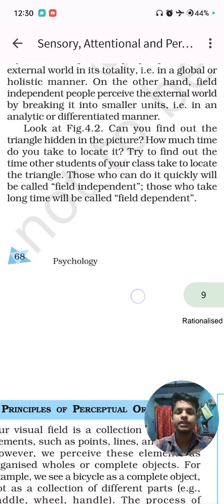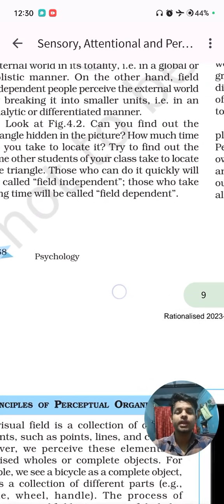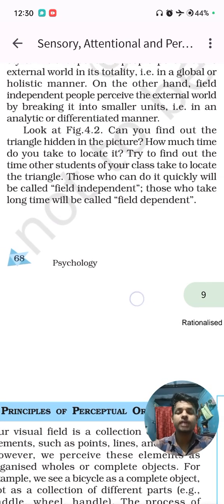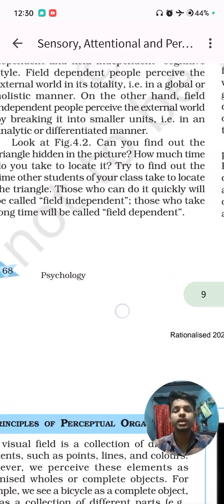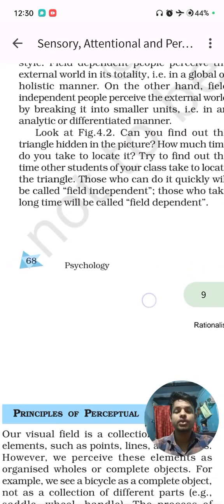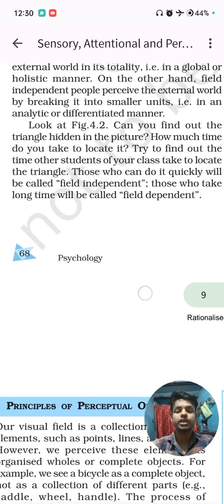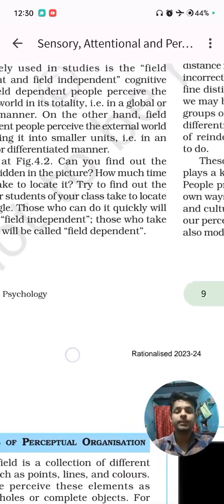Try to find out how much time you take to locate the triangle, and how much time other students of your class take. Those who can do it quickly will be called field independent. Those who take a long time are called field dependent.